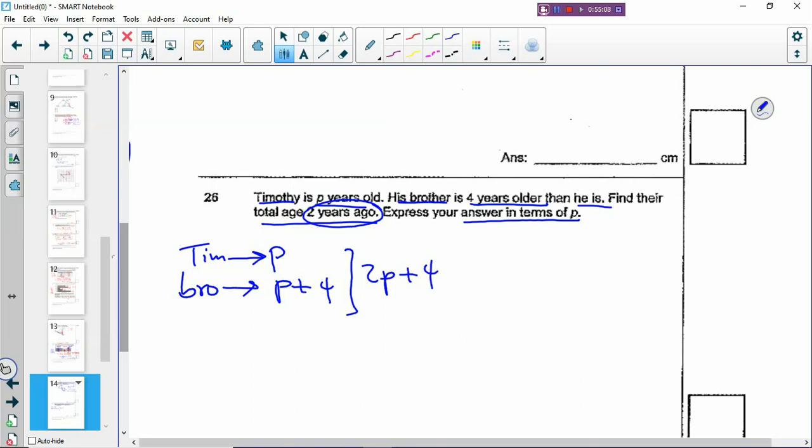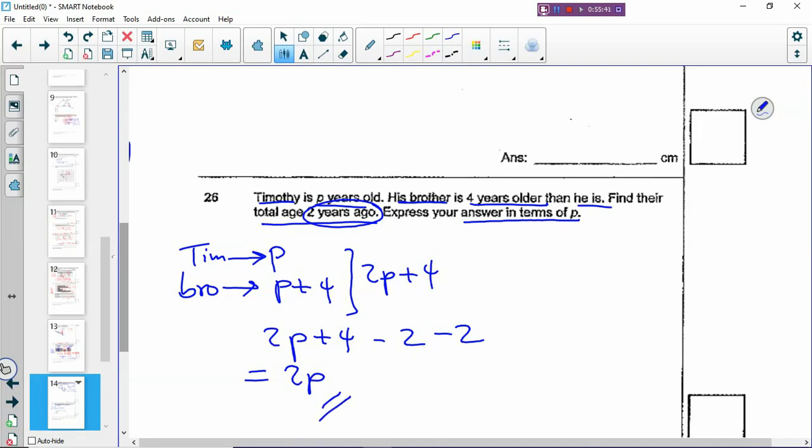And if you want to find their total age 2 years ago, what must you do? Many students, or some students, they just minus 2 years. Okay, but they forgot that there are 2 of them. So you have to minus 2 years for Timothy. You also have to minus 2 years for the brother. So you actually have to minus another 2 more years, right? Because there are 2 of them. So what will be their total age 2 years ago? So 2P plus 4. 4 minus 2 is 2. 2 minus 2 is nothing. So their total age 2 years ago is 2P. Okay, so take note.